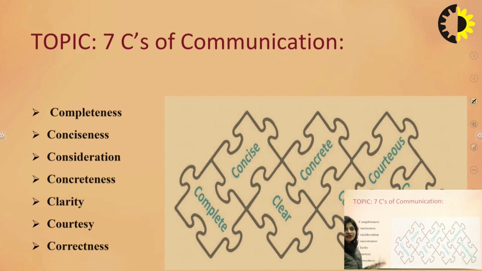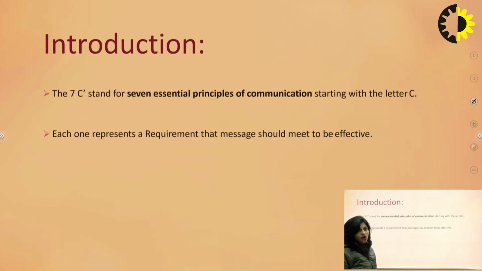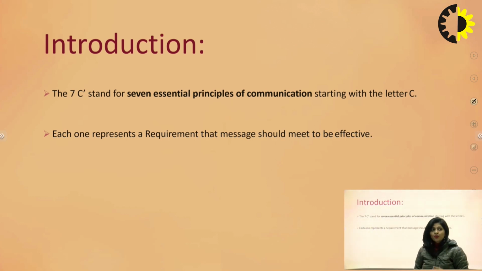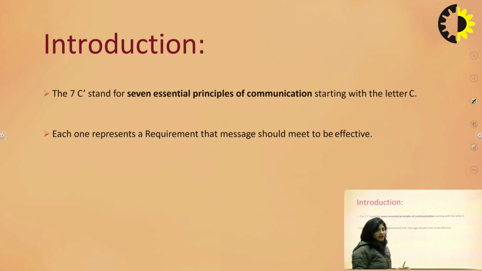These are 7 principles of effective communication, and if you follow them, then you will be able to draft such a message which will be easily comprehensible and understandable for the reader, or for the listener as well. So the 7 C's stand for 7 essential principles of communication starting with the letter C, and each one represents a requirement that a message should meet to be effective.